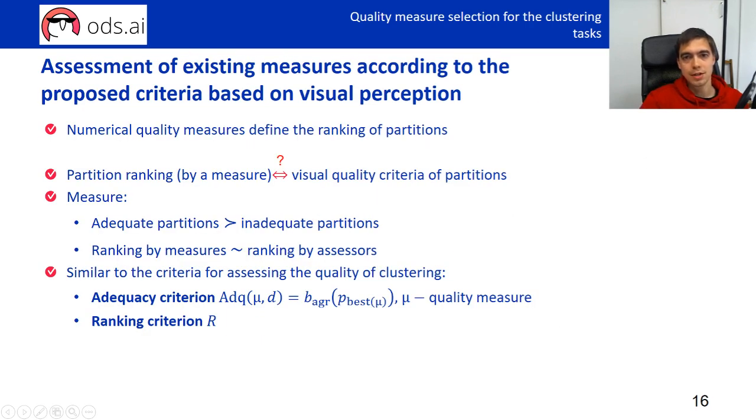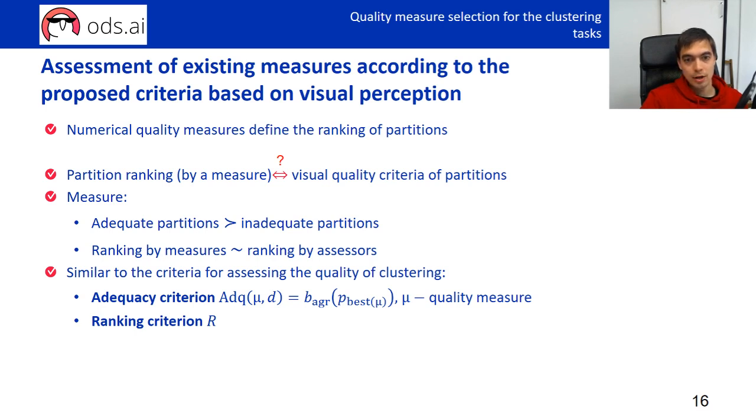Next, we'll consider the task of assessing existing measures according to the proposed criteria of visual perception. Numerical quality measures also define the ranking of the partitions. Well, it's more or less an evident fact. It's necessary to compare the ranking of the partitions given by a measure and the visual criteria of the quality of the partitions. It is required that adequate partitions are estimated by measures higher than inadequate ones, and also that the rankings of the partitions set by measures and assessors are similar in some way.